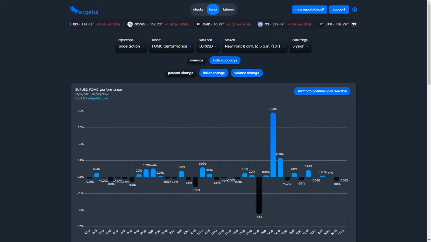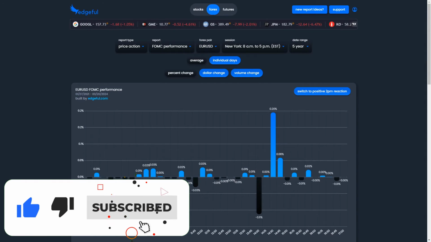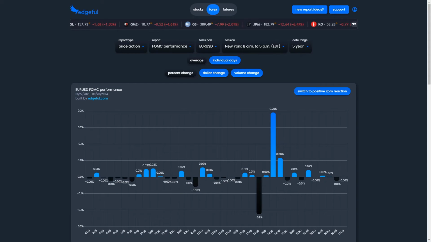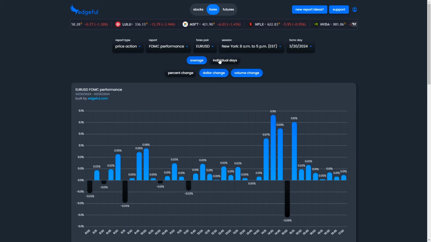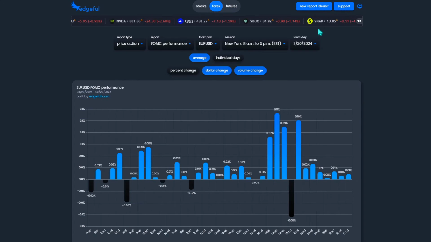FOMC moves can be huge, and using the Edgeful website for the specific pairs you trade, even if you only catch a few of these moves a year, you can make a lot of money. These positive and negative charts are the average of all events. You also have the ability to go back in time and look at a specific date. We click on individual days and let's look at 3/20, which is the most recent one.